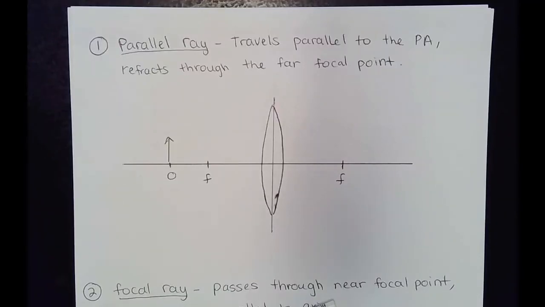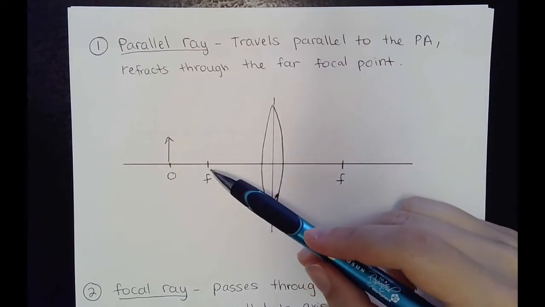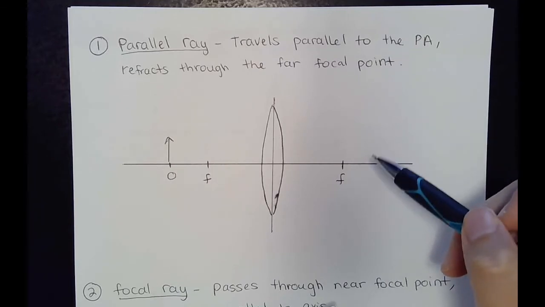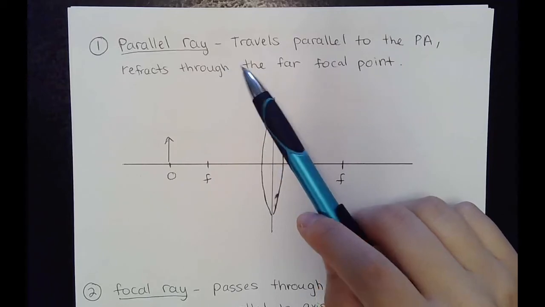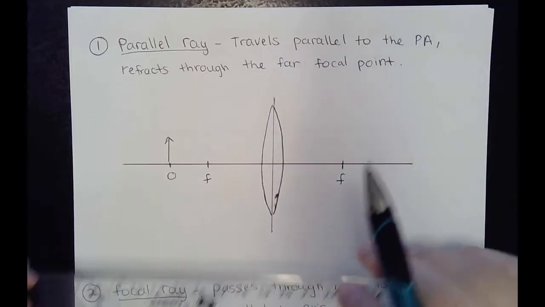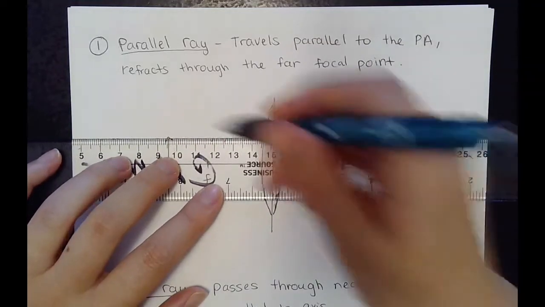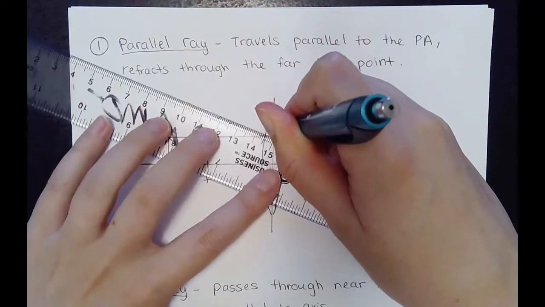Okay, let's look at ray tracing for a converging lens. So I've got my lens, the two focal points, and then O, and I'm not going to draw in C or R since that isn't a term we use for lenses. Now the first ray is the parallel ray, so it travels parallel to the principal axis, and this time it refracts through the far focal point. So let's just draw this in, parallel here, and then through that far focal point.